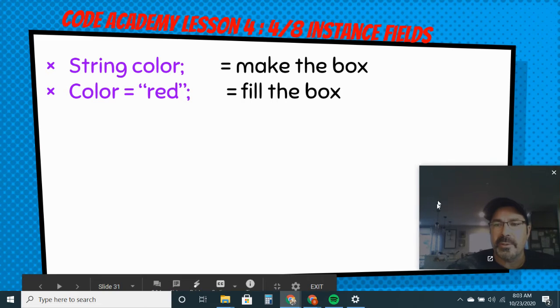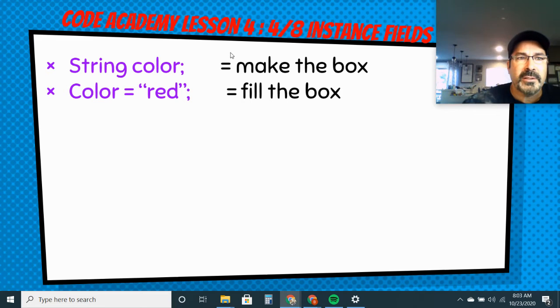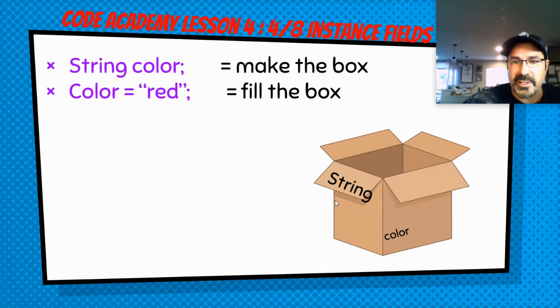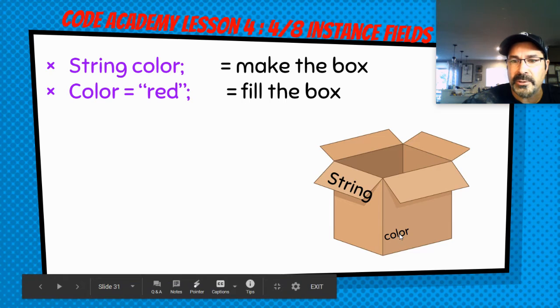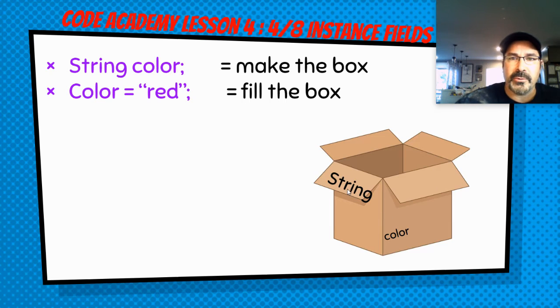Okay, so from our car example again, we would declare the variable string color, and what that would do is it creates a box called color that can only hold a string, right? So we created the box, but it's empty. So we declared our instance variable.